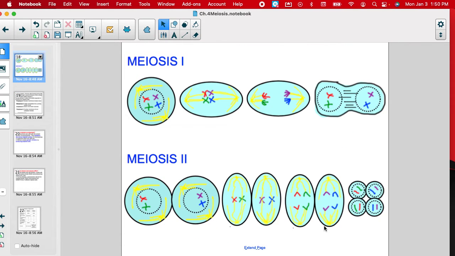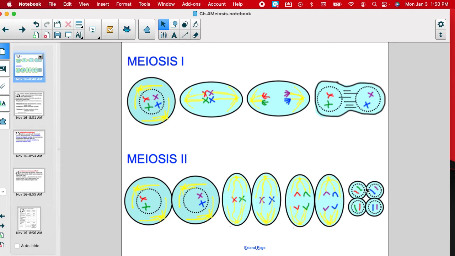Now I want to go back to this picture right here. So these 4 cells, what do they end up as? Well, if you are male, all 4 of these cells will develop into sperm. Males produce a lot of sperm. If you are female, one of these 4 cells will become the egg.